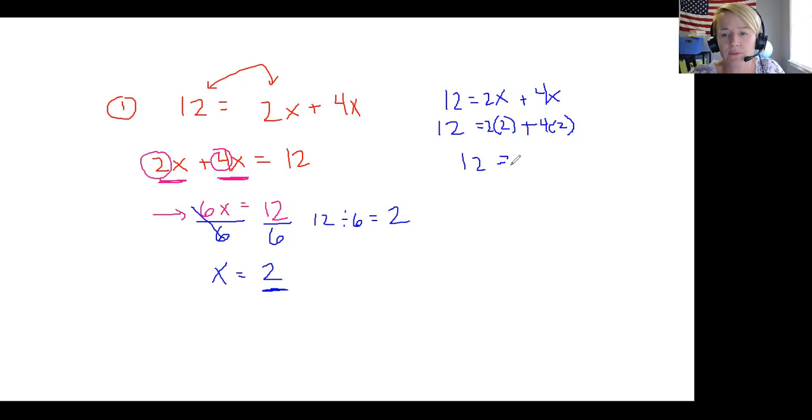12 equals 2 times 2 is 4. Plus, don't forget your order of operations. It's still important. The multiplication has to be done first. 4 times 2 is 8. And now I can do the addition.